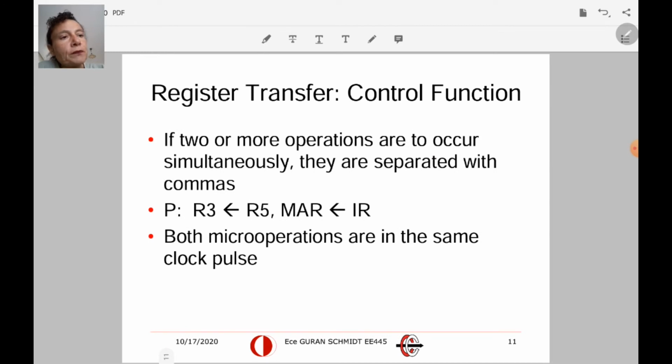Some more examples. Here with the control signal P, when P is 1, in the same clock pulse, R5 is loaded in R3 and the instruction is loaded in the memory address register for some reason. So here both micro operations are in the same clock pulse.